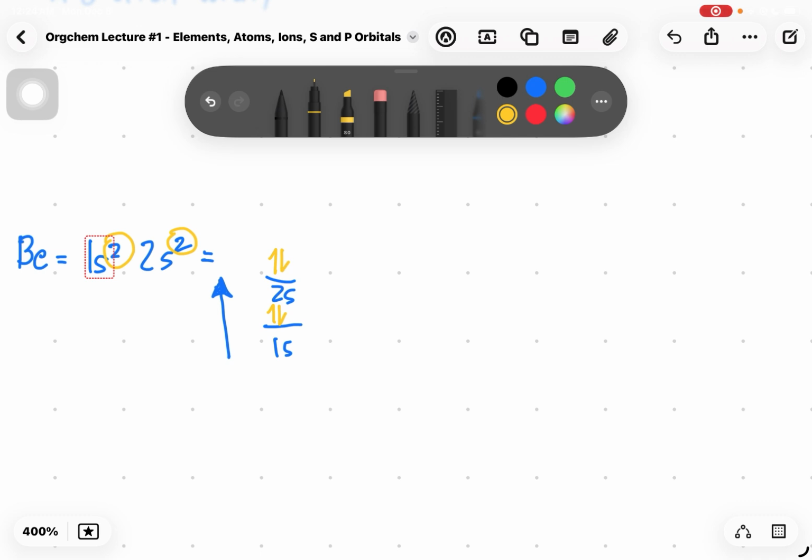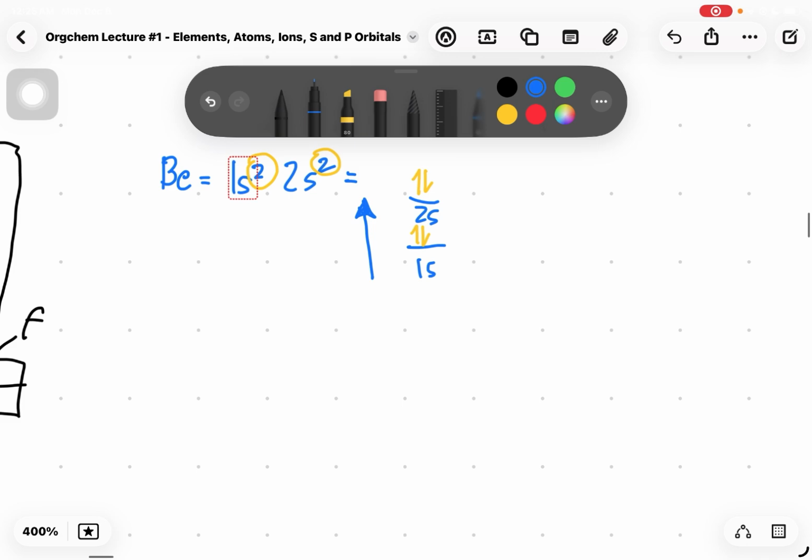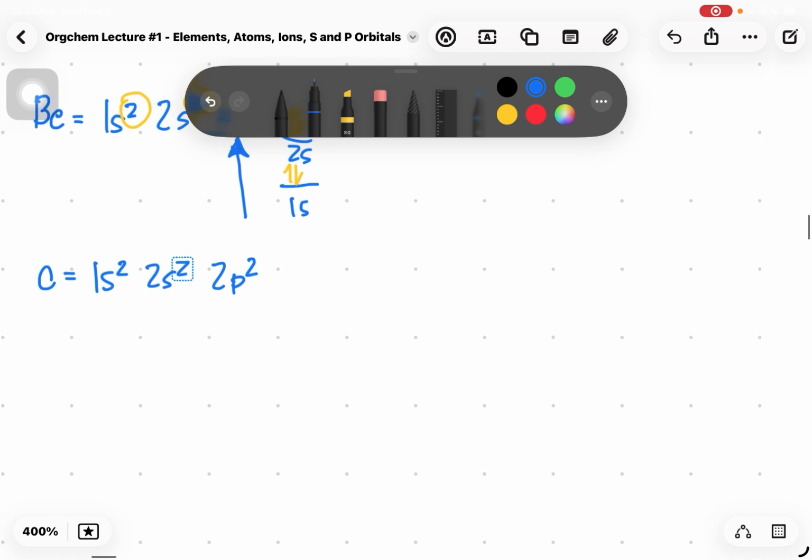But what does it look like if we have a p orbital? Let's say we have carbon. Carbon is 1s2, 2s2, 2p2. Now we're going to write it like this: 1s, 2s, 2p. So this time it's going to work differently. Let's write the 2 electrons here, 2 electrons here.